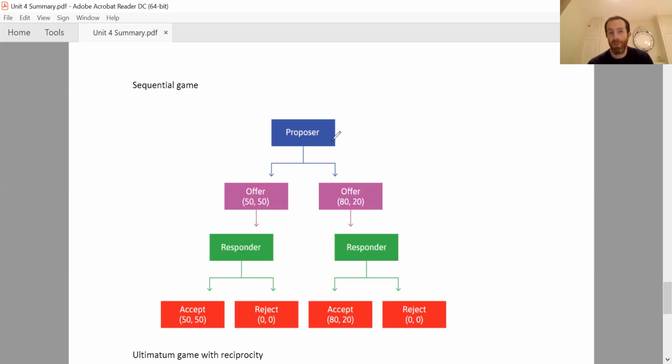And so we have this person, the proposer, who has $100. And we see that in this particular version, they have 2 possible choices.